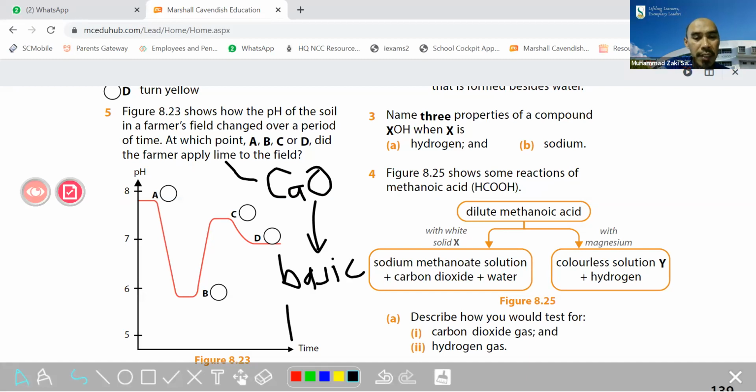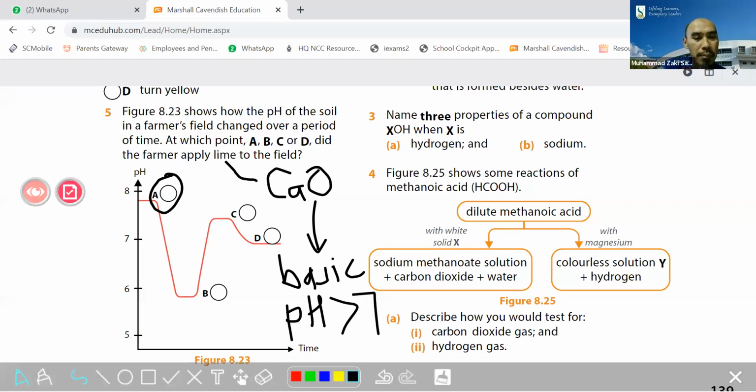Okay, so the pH usually should be above 7. Right? So which part when you apply lime to the field? Will it be this part? A? No. A means that the pH goes down, right? The pH doesn't go up. So this one is becoming acidic. Is it here?